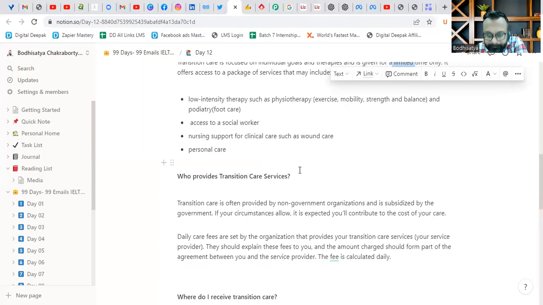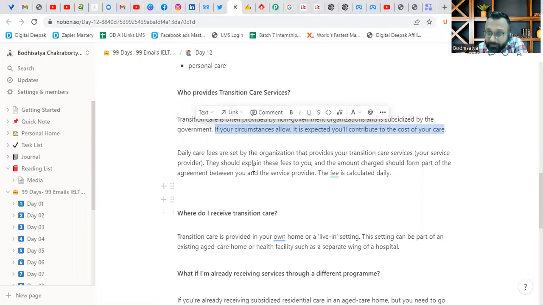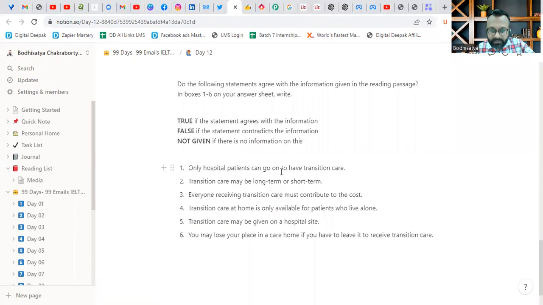Transition care is often provided by non-government organizations and is subsidized by the government. If your circumstances allow, it is expected you will contribute to the cost of your care. Now, there could be people whose circumstances don't allow them to contribute to the cost. And the question here is: every single individual who is receiving transition care must contribute to the cost.